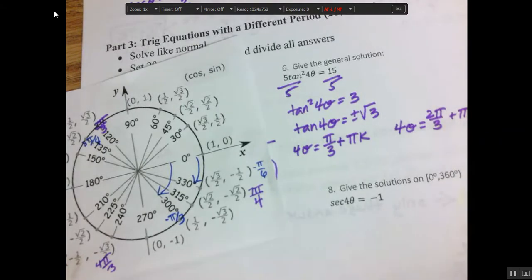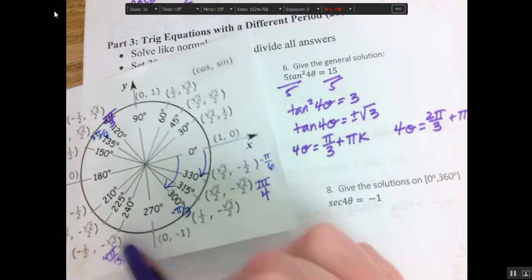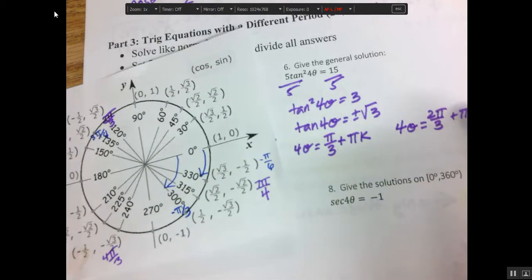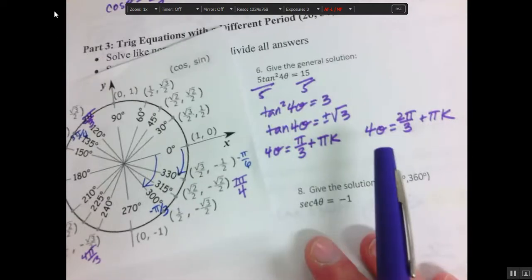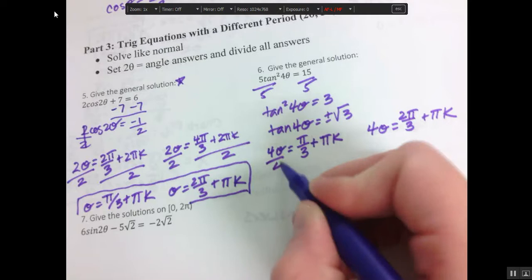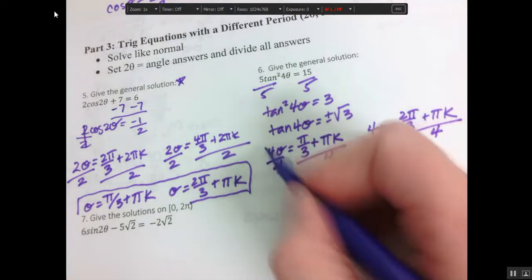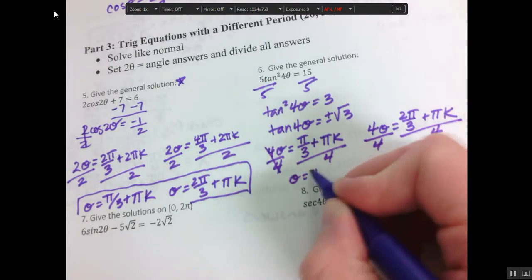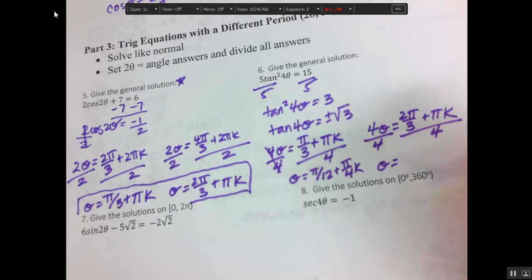Okay. So what I did there was, for the positive, I gave this answer, and this answer includes the pi over 3 and the 4 pi over 3. For the negative root 3, I gave this answer, and that includes the 2 pi over 3 and the 5 pi over 3. And now I'm going to divide all my answers by what? 4. By 4. All right, so theta equals pi over 12 plus pi over 4k. And theta equals 2 pi over 12 is pi over 6 plus pi over 4k.